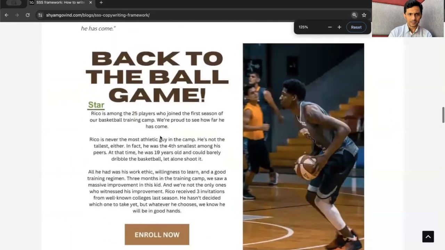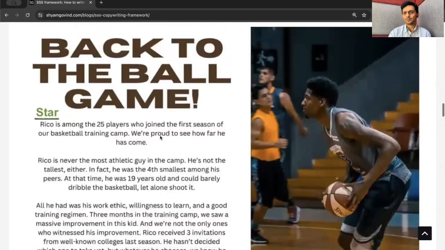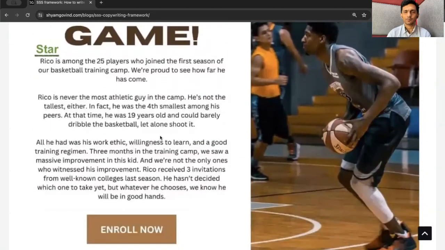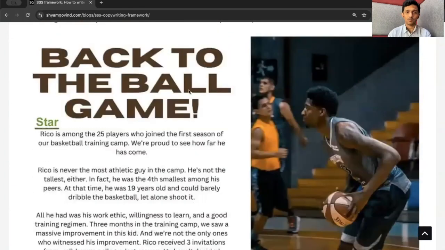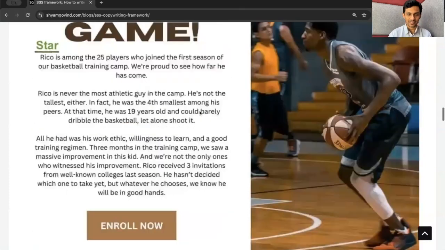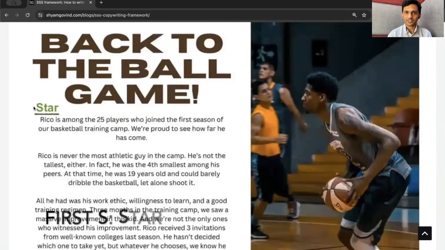So this is an ad copy. Let me just zoom in. This is about a basketball training center, right? So see how they are doing it. They're saying back to the ball game. They're not talking about their training center. They don't even have the name mentioned. They're just talking about the story. It starts off with introducing the star. See how beautifully they say, Rico, that's the name of the star, is among 25 players who joined the first season of a basketball training camp. We are proud to see how far he has come.